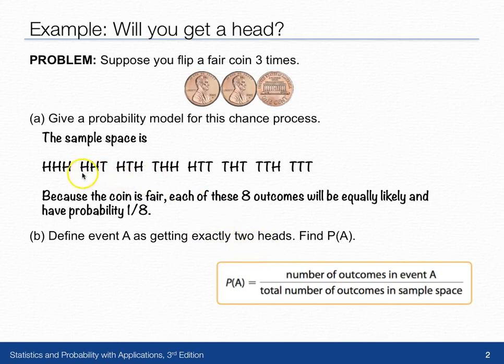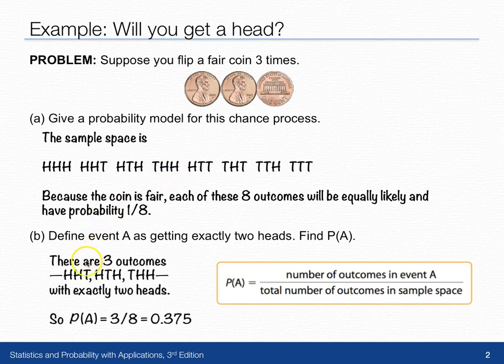Notice we got exactly 2 heads here, heads, heads, tails. Here, heads, tails, heads. And here, tails, heads, heads. So there are 3 possible outcomes with exactly 2 heads. Therefore, the probability of event A is 3 divided by 8, or 0.375.